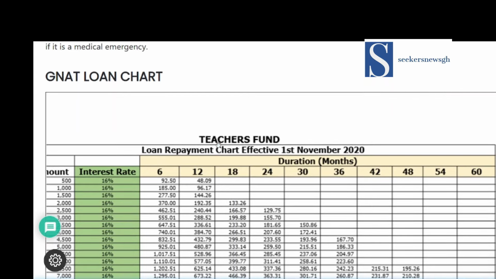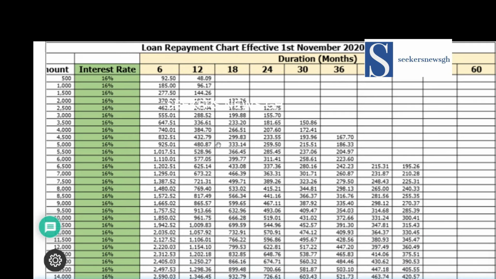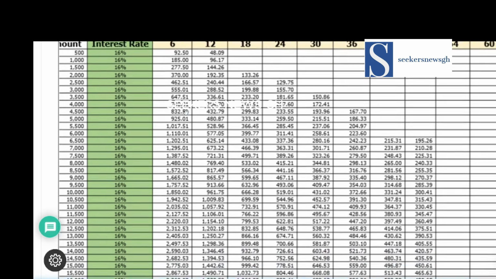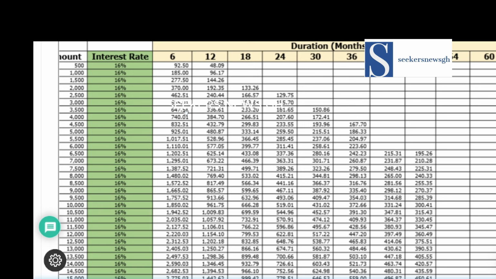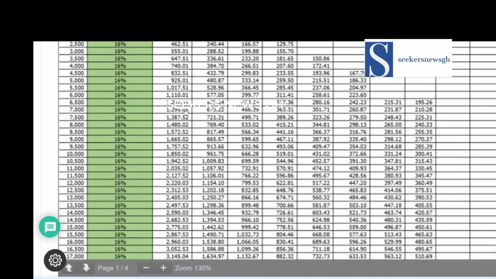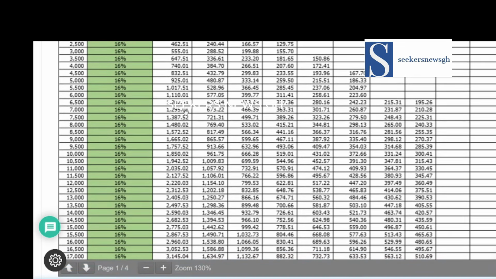Looking at the loan chart and the new policies. All right, this is a 60-month loan repayment chart. This is Seekers New GH. This file can be sent to you. If you go to seekersnewgh.com, it's there for you to download.